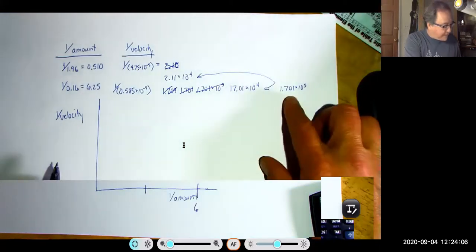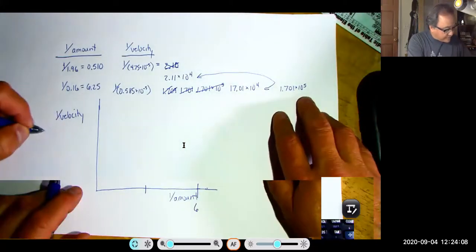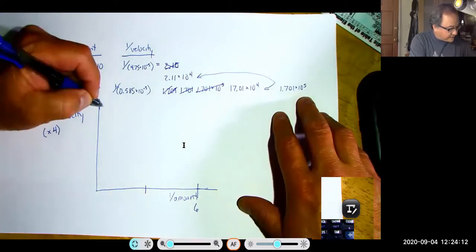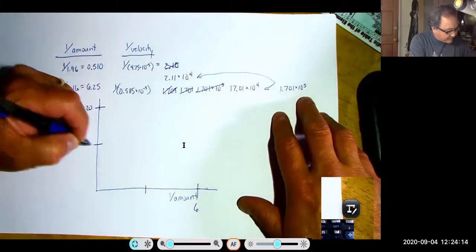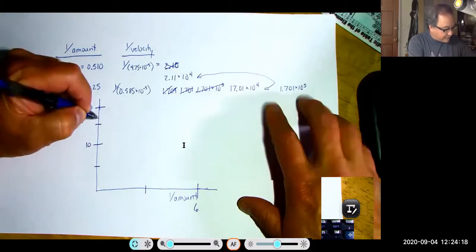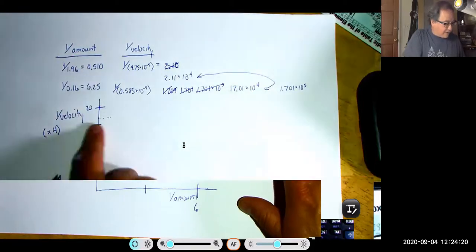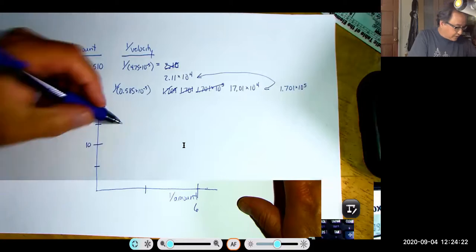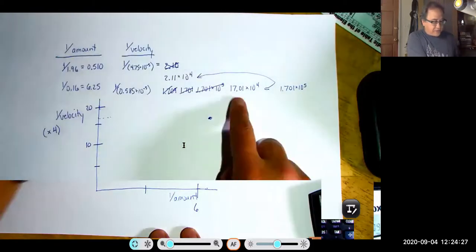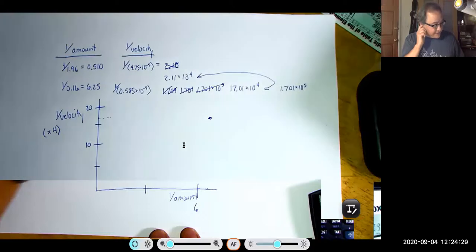So this is going to be my biggest number. For my velocity, I'm actually going to put times 10 to the 4 here, and I'll make this value 20, this value 10, here's 5, here's 15, and then here's the 17.01 value. It's going to be somewhere around there. And so this will be one of my points: 17.01 times 10 to the 4 and 6.